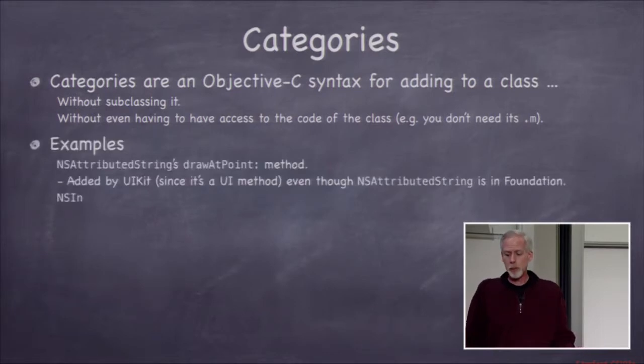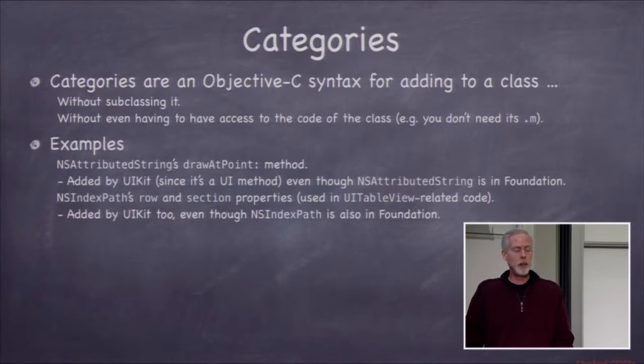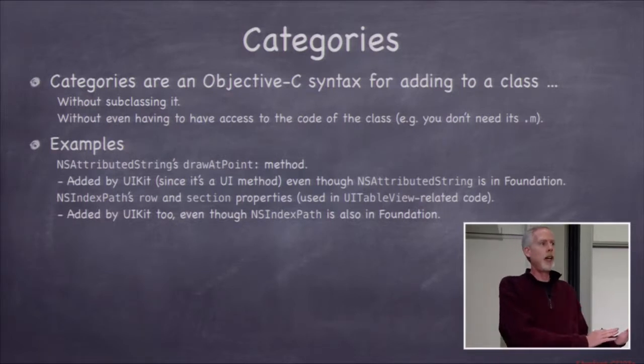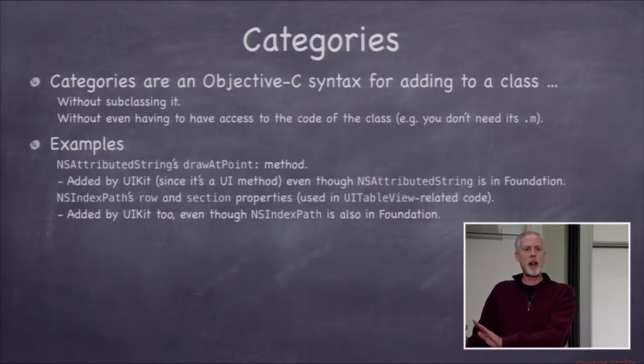So what are some examples of this? Well, in UIKit, there's a method NSAttributedString drawAtPoint. Well, NSAttributedString is in Foundation. It's not a UIKit thing. It's just a generic attributes-on-a-string thing. But UIKit adds drawAtPoint, and it defines all these other attributes that can be on there. And it does all that in UIKit, and it doesn't even need the source for NSAttributedString. It just needs to know that class exists.